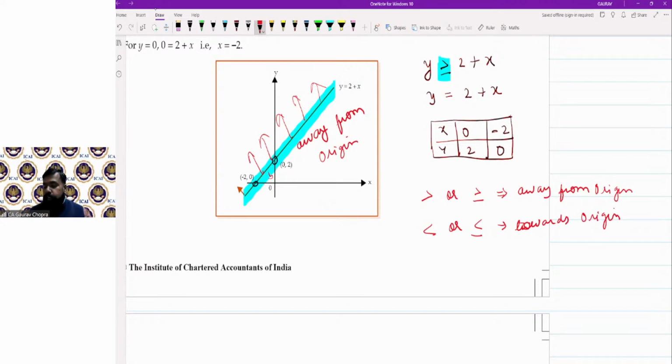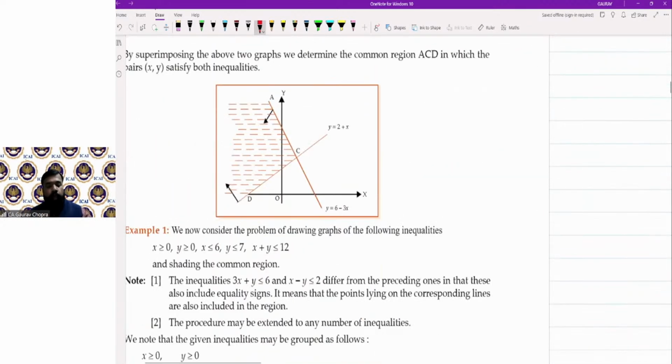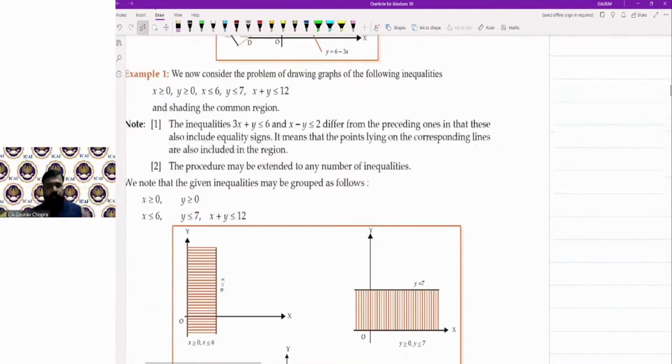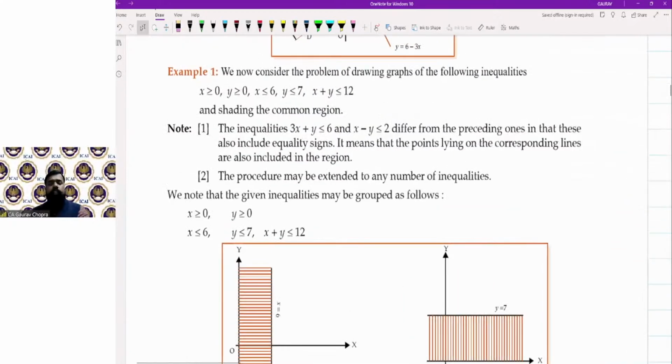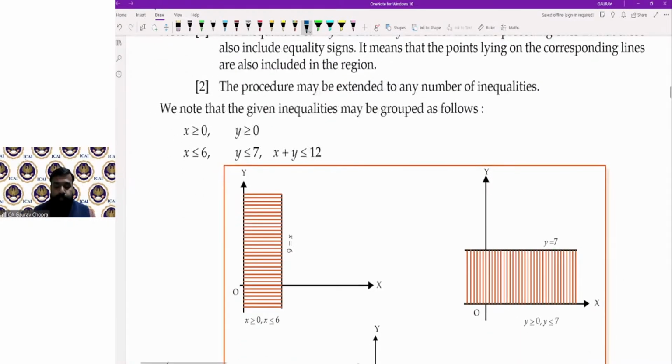Okay, so let us understand this with the help of some examples, ताकि वो और क्लियर हो जाए. So example number 1 पे आते हैं, so that all these basics will be more clear from here. Now there are 5 inequalities. First one is x greater than equal to 0, y greater than equal to 0. Then x is less than equal to 6, y less than equal to 7, x plus y less than equal to 12.